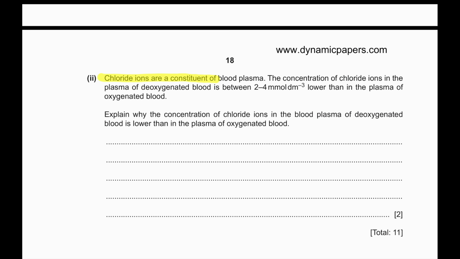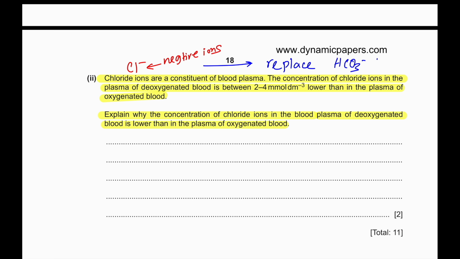Fluoride ions are a constituent of blood plasma. The concentration of fluoride ion in the plasma of deoxygenated blood is between 2 to 4 mol per dm cubed lower than the plasma of oxygenated blood. Explain why the concentration of fluoride ion in the blood plasma of deoxygenated blood is lower than in plasma of oxygenated blood. Fluoride ions are negatively charged ions. They are mainly needed to replace hydrogen carbonate ion lost from red blood cell. So the answer can be written as follows.